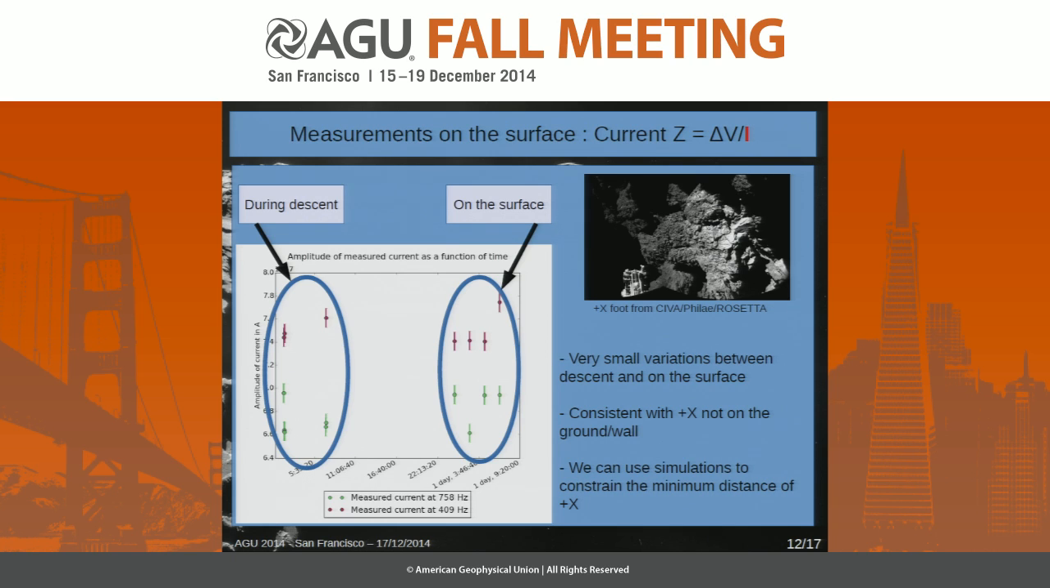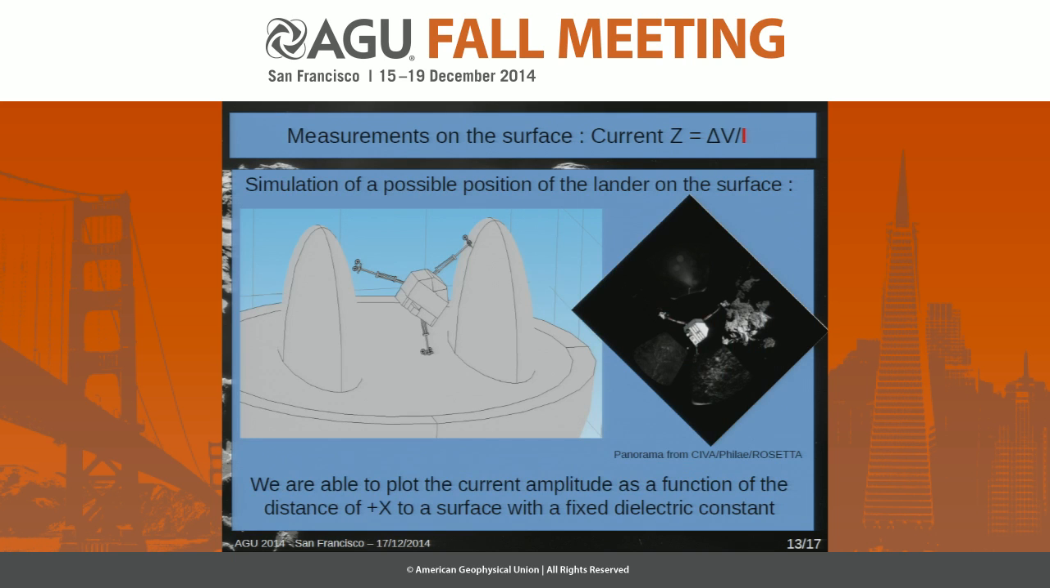This seems to be consistent with a plus X that is not in contact with the surface or the ground. What we can do is use simulations to try and constrain the minimum distance of plus X to a surface. And this is what I have done here.